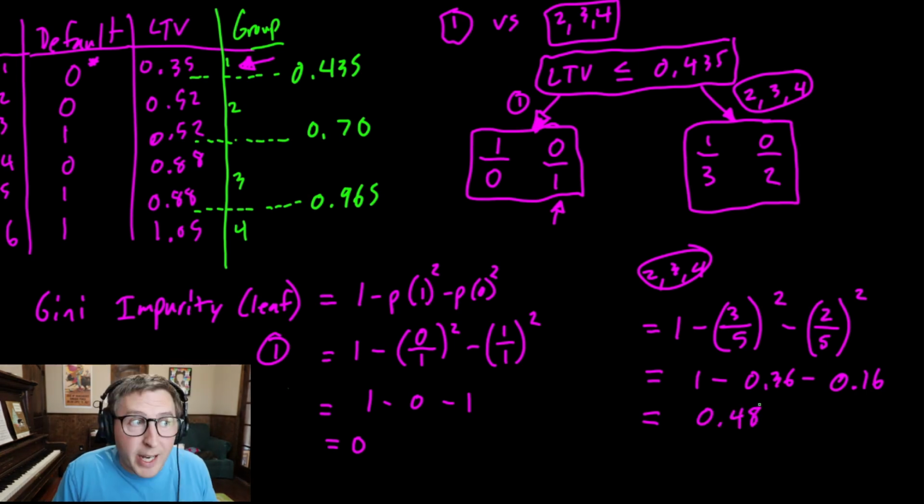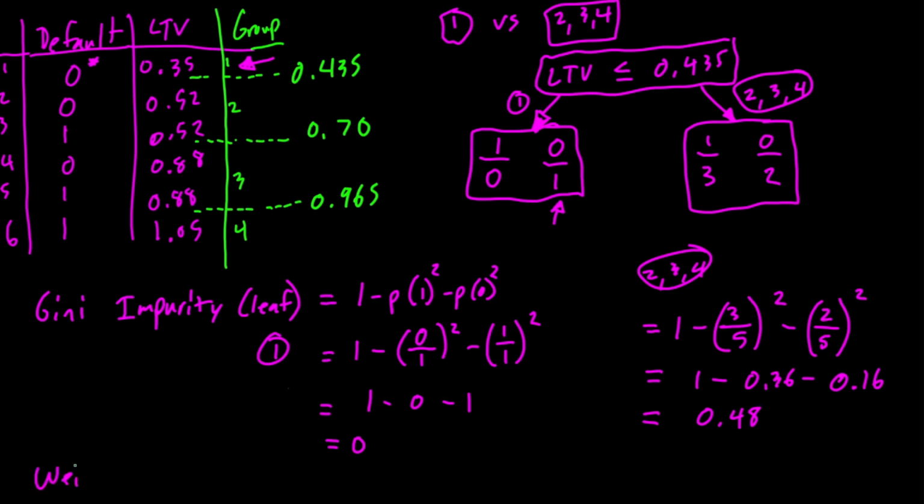Now that's great, but we still have 2 leaves, and so we have this split, and we have a left leaf and a right leaf. So how do we reconcile the fact that there's a different number of observations in each leaf? We are just going to take the weighted average of the 2 leaves, and this will be equal to our split Gini. So I'm going to call that here.